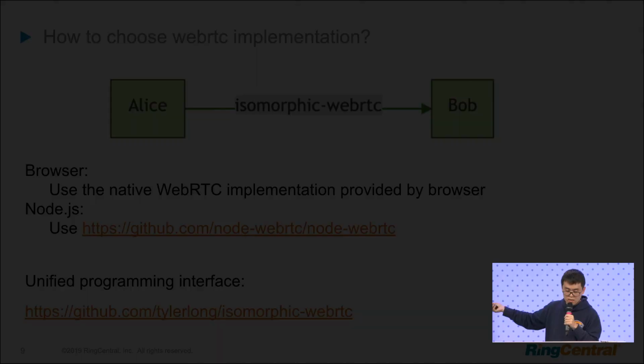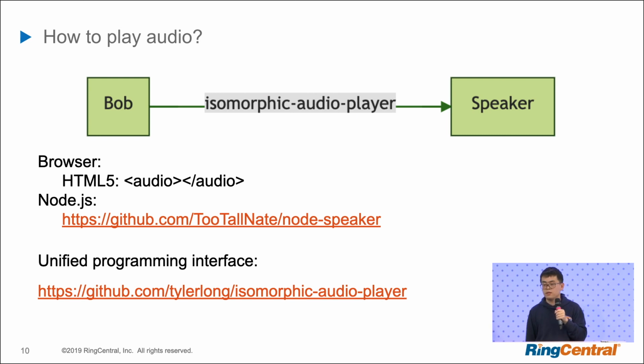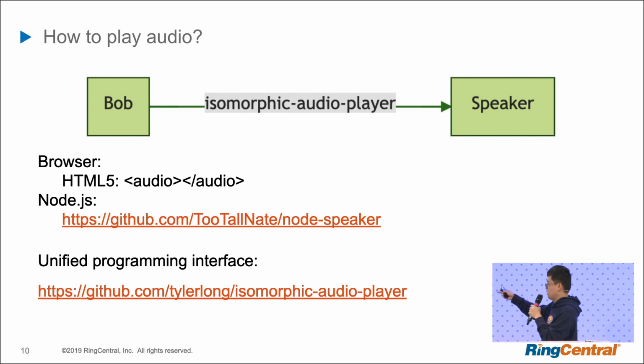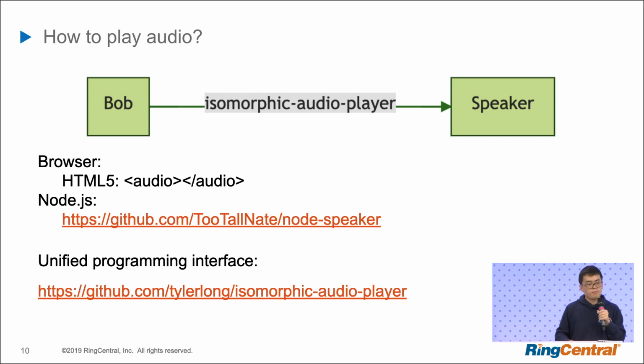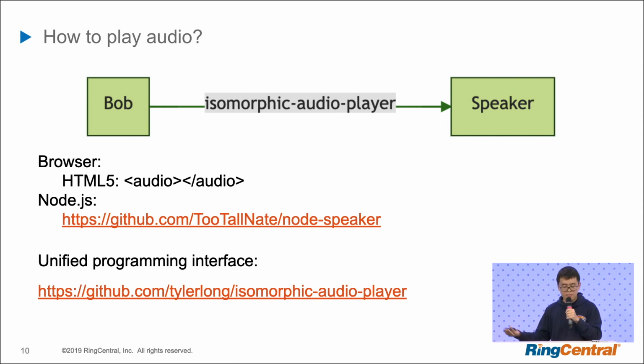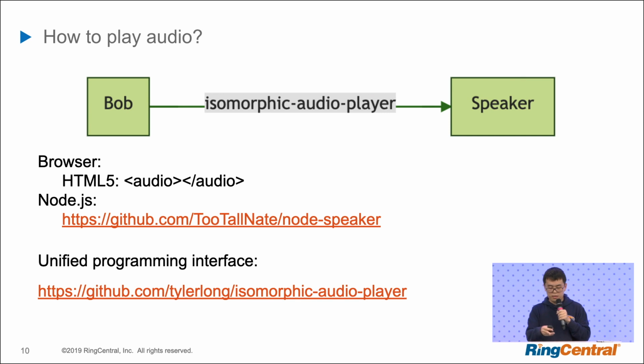Okay, comes to the last question, how to play audio. Play audio is, again, very simple for browser because browser supports HTML. It just uses audio element to play it, very simple and straightforward. But for Node.js, there's no standard library for playing audio. So I find this third-party Node speaker library very good. And I created a unified programming interface as shown below so that you can use this library to play audio. It will smartly choose the best way based on your environment.